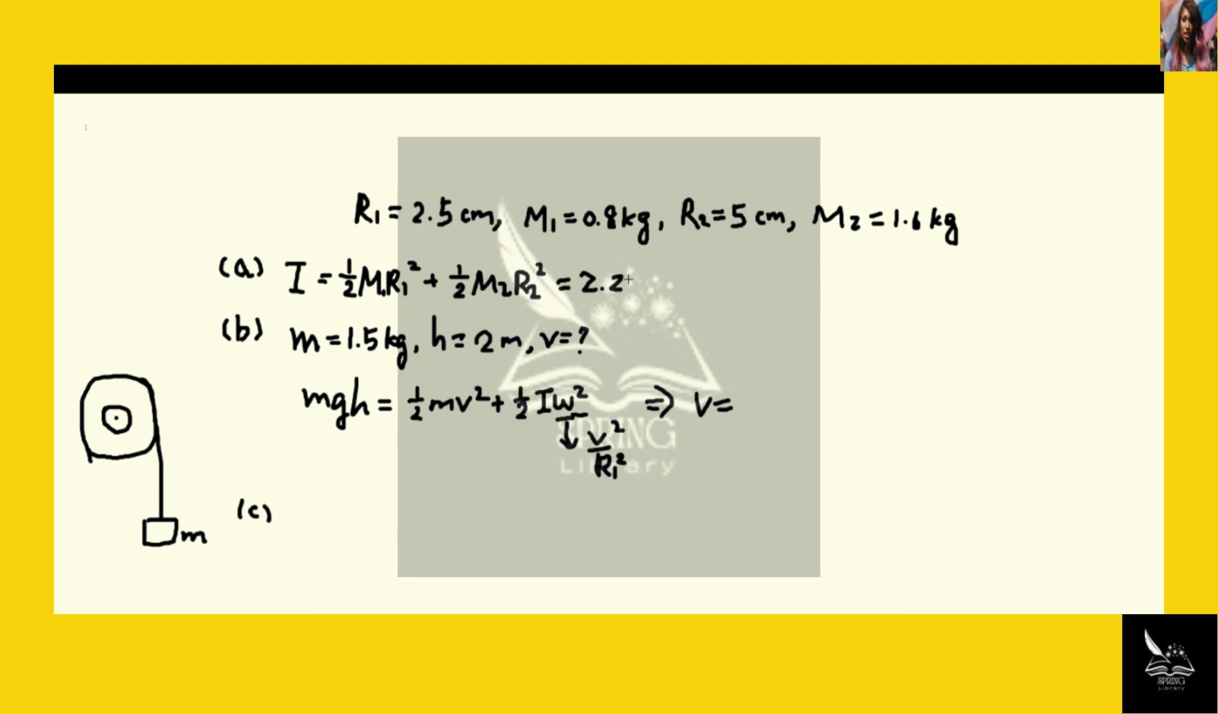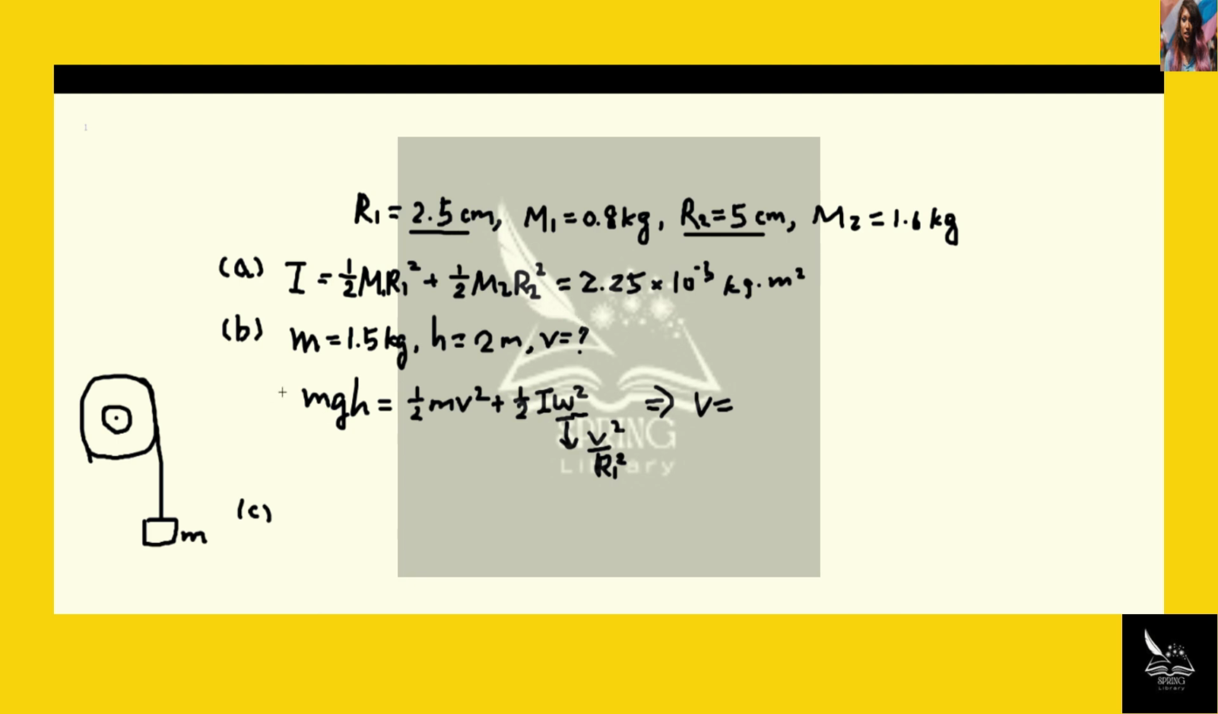2.25 times 10 to the negative 3 kilogram meter squared, where this 10 to the negative 3 comes from the transformation of the centimeters into meters.